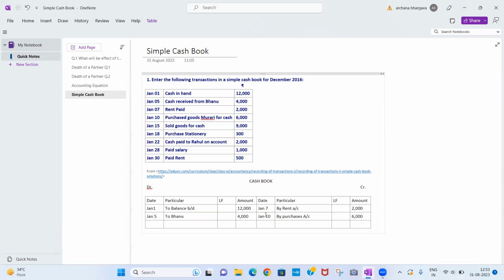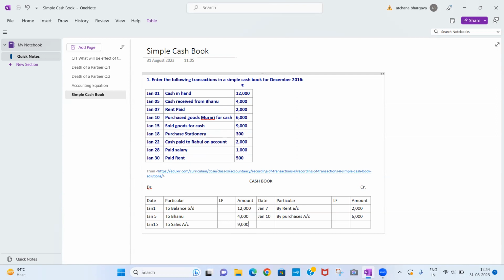The next transaction, sold goods for cash. It means the journal entry is cash account debited to sales account. So cash is debited over here, and in that case, we will enter it into the debit side of the cash book. Why is the cash coming in? Because goods are sold for cash. So it should be sales account. And what's the amount of the sales? The amount of sales is rupees 9,000. So we will write it here in the column of amount.